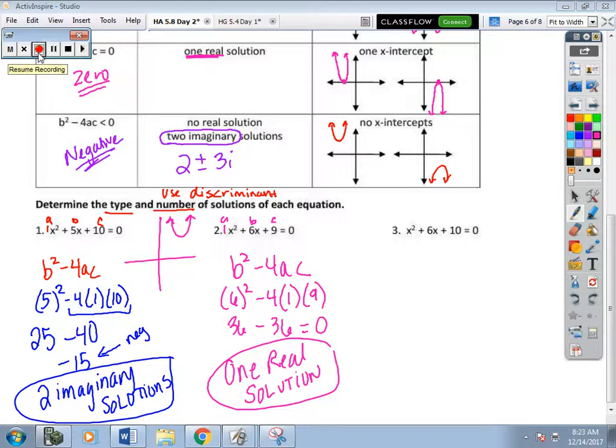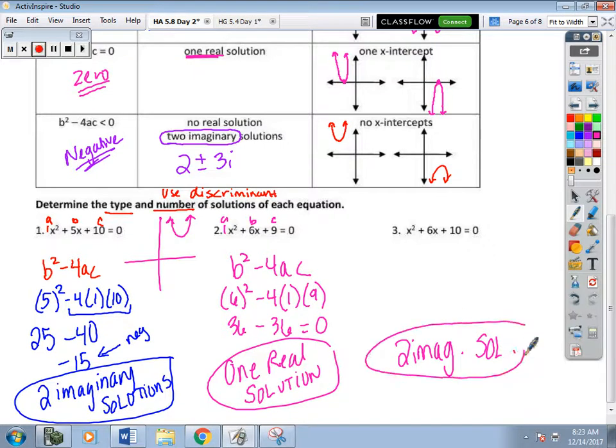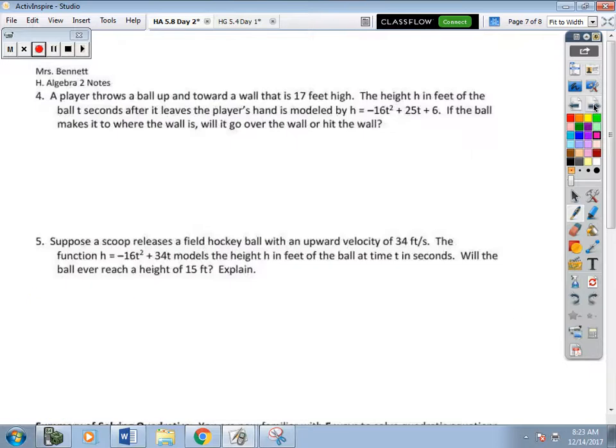All right, what do we get? 2 real, 1 real, or 2 imaginary solutions? Eric? Imaginary. Good, we should be getting 2 imaginaries. And that was a -4, so any negative number gets us 2 imaginary solutions. Perfect. All right, on the back we have some word problems.